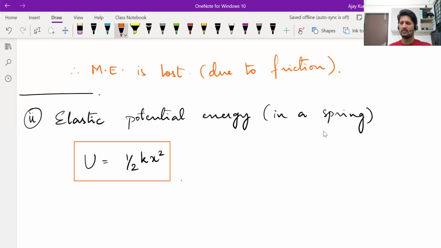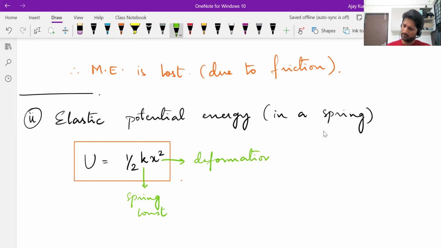You will find out that the potential energy stored in a stretched or a compressed spring is half k x square, where as usual, k is the spring constant or the stiffness of the spring, and x is the deformation in the spring. It could be compression or elongation. And this formula also suggests that if x is 0, meaning the spring is neither stretched nor compressed, if it's at natural length, it does not store any potential energy.